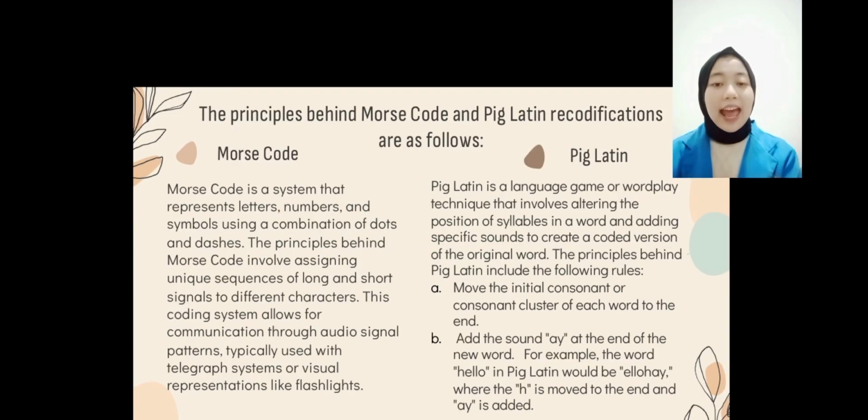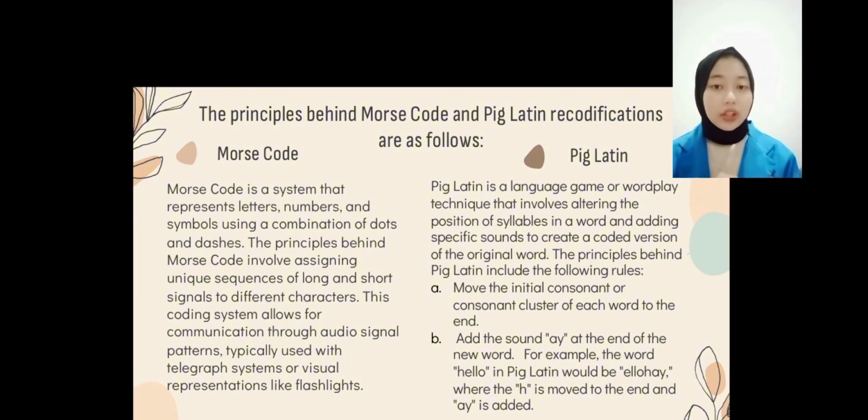Morse code is a system that represents letters, numbers, and symbols using a combination of dots and dashes. The principles behind Morse code involve assigning unique sequences of long and short signals to different characters. This coding system allows for communication through audio signal patterns, typically used with telegraph systems or visual representations like a flashlight. Alright, we got a point from Morse code.